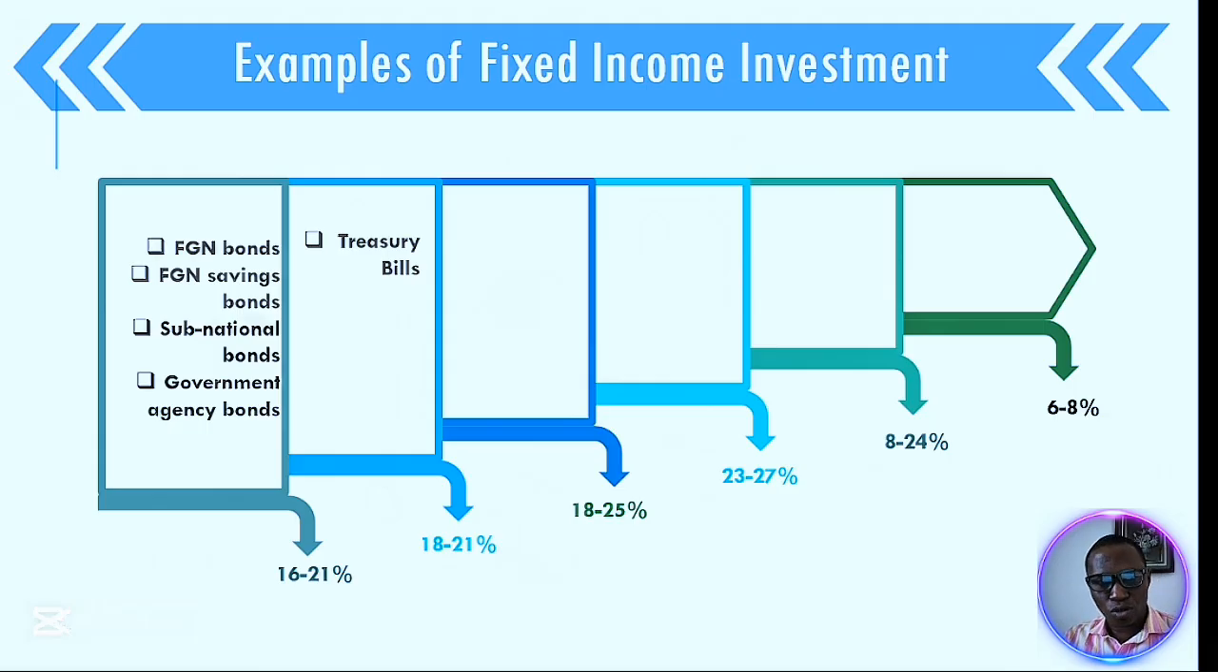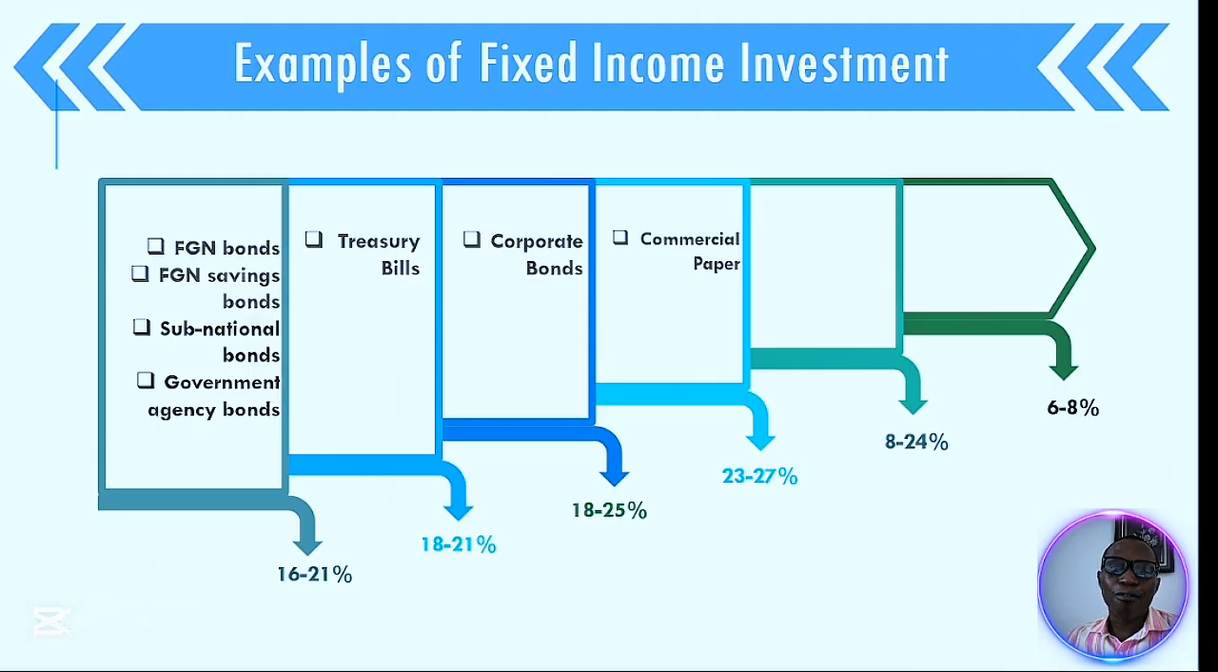Let's move on to the next one. Corporate bonds. Corporate bonds are similar to government bonds. The only difference is that corporate bonds are issued by private companies, private parastatals, and it's usually for a long period of time. When you want a fixed income investment from the private sector that is for a short period of time, that is what we call commercial paper. So you can see they are side by side.